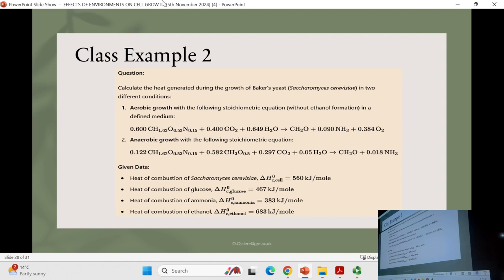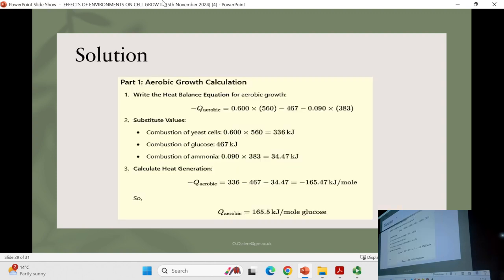Now we have aerobic and anaerobic, and we are given different data. This one is just a bonus anyway. Aerobic growth condition: write the heat balance equation for aerobic. Since it is releasing energy, for aerobic it's exothermic, because it's releasing energy out. Now, let's look at how we solve this. Heat balance equation means you need to look at input and output, right?